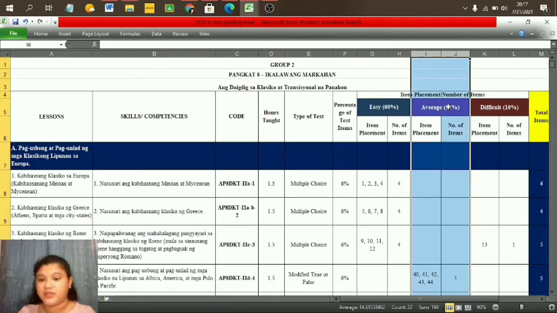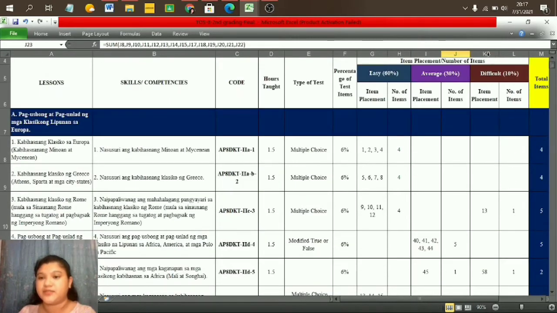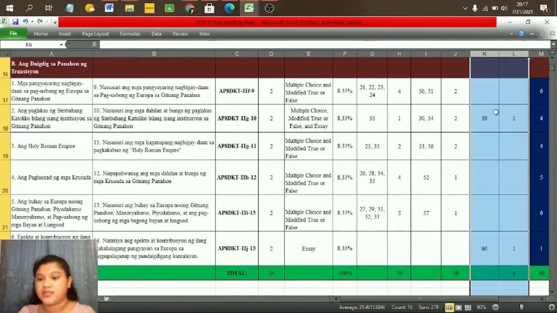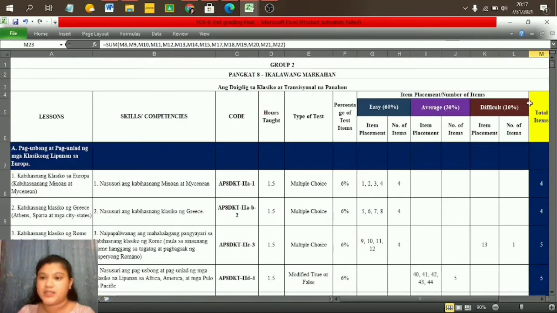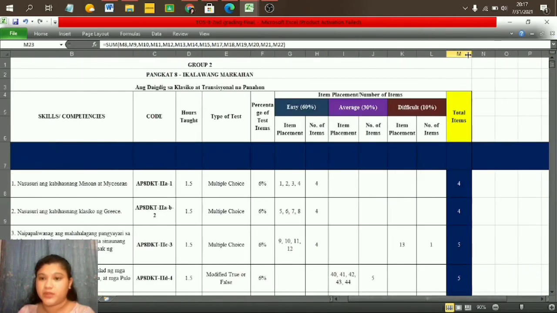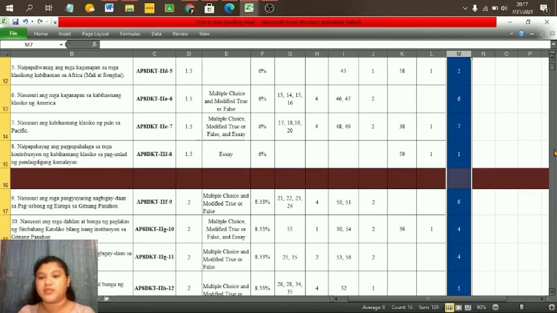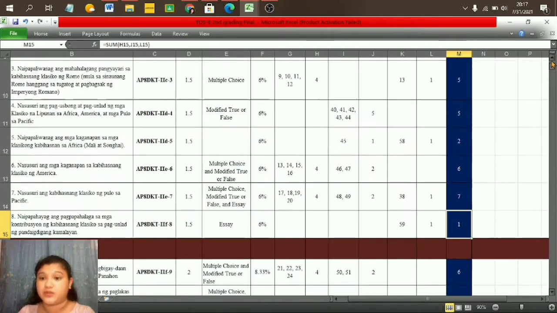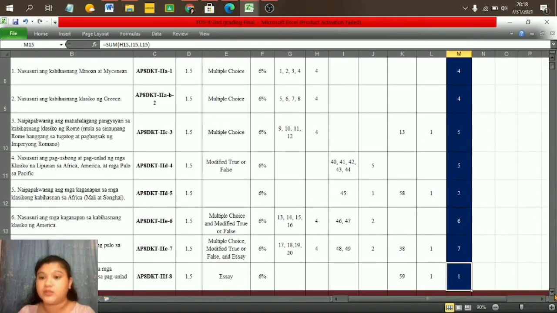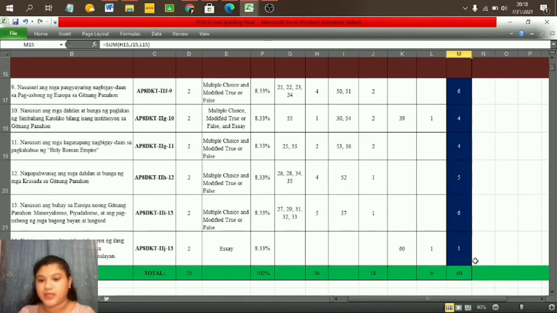And then for the average, there are 18 items, and lastly, for the difficult, there are 6. So the total number is still 60. And on the last slide, we could see the tally of the total items per lesson. So per lesson, there really are questions. The ones that have number 1 are usually the difficult ones. These are difficult questions, which is why they only have one test item.